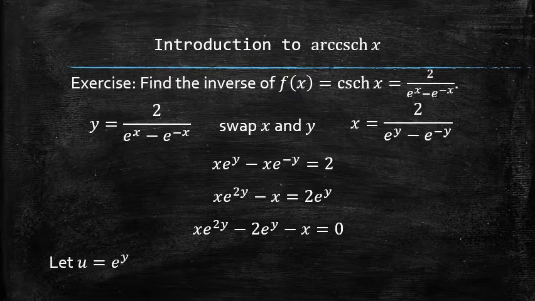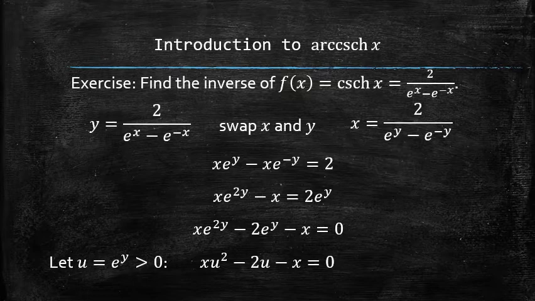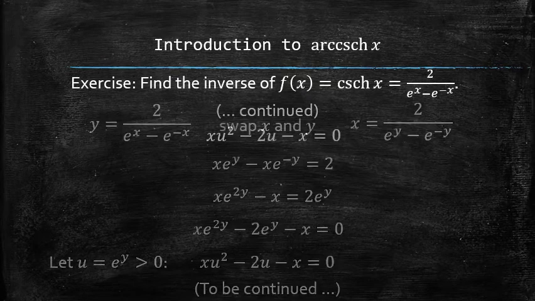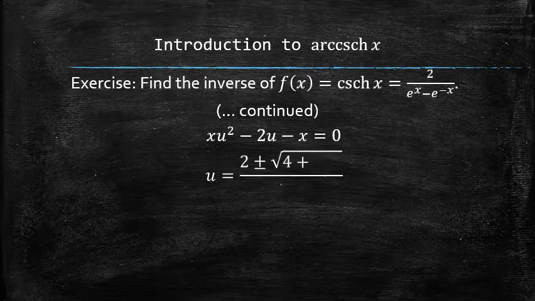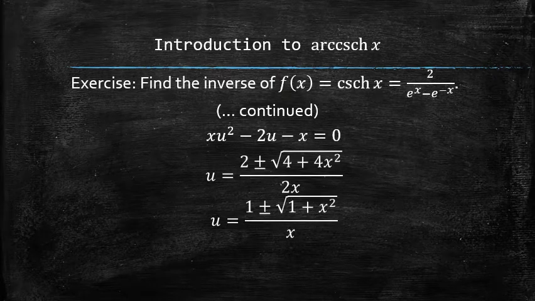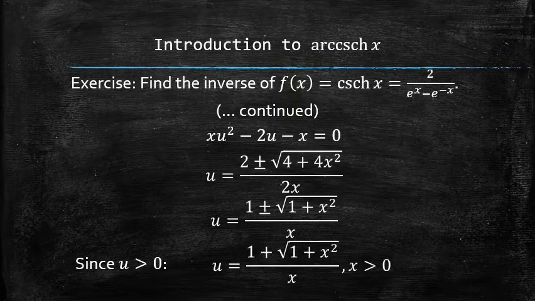Next, we let u be equal to e raised to the power y. So we have the following quadratic equation in terms of variable u, which we can easily solve. To solve this quadratic equation, we use the quadratic formula to obtain the following two solutions. However, since u is positive, we have to discard the solution with the negative sign in front of the radical. Also, we have to require x to be positive as well.